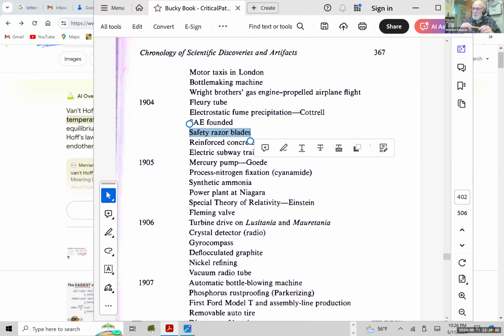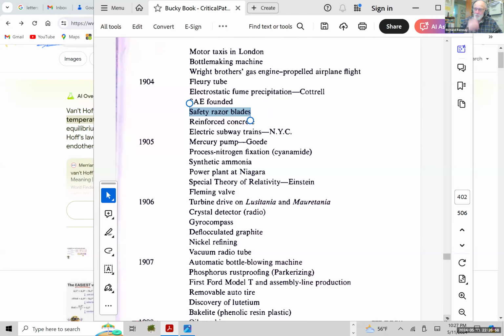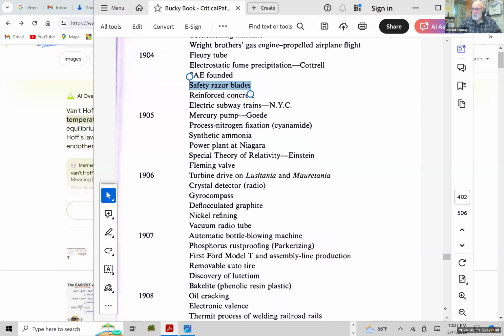So before that, maybe his father used something else. Well, they probably used those straight blades, the ones you see in the movies all the time. Yeah, the ones that are so life-threatening, as opposed to a safety razor. And when you move up into 1905, you see that was Einstein's first sort of theory of relativity.